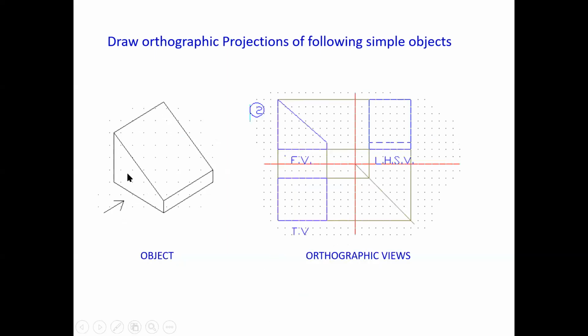If you see from the front, you will get this portion. So you have to show it like this. If you see from the side, this one rectangle and this small rectangle. If you see from the top, you will get only one rectangle, this one. Okay, but the positions are wrong here.